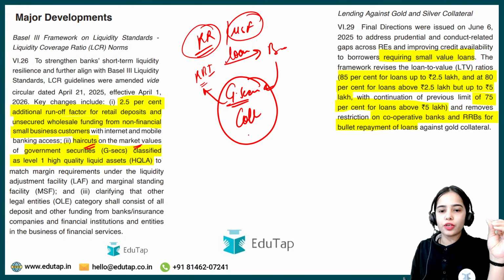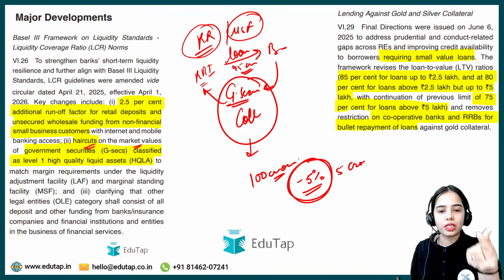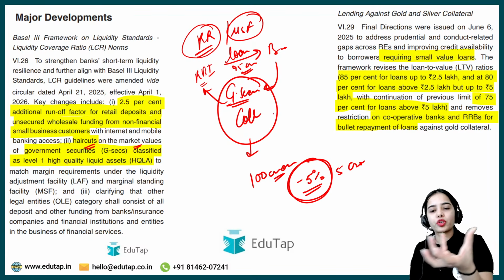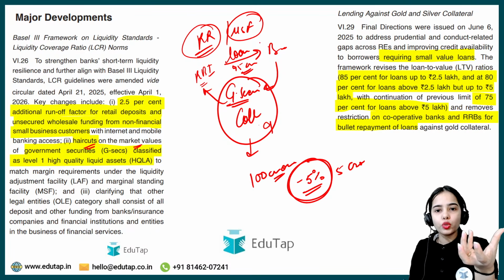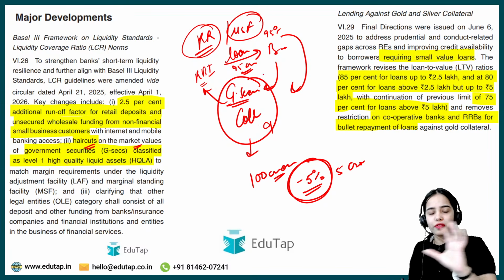Now, let's say the government securities are worth 100 crores. The loan is given with a discount, or there is a margin that is deducted, of 5%, that is 5 crores, and the loan is given at 95 crores. So there is a margin that is taken, that the loan should be 95% of the collateral value. So there is a margin deduction of 5%.